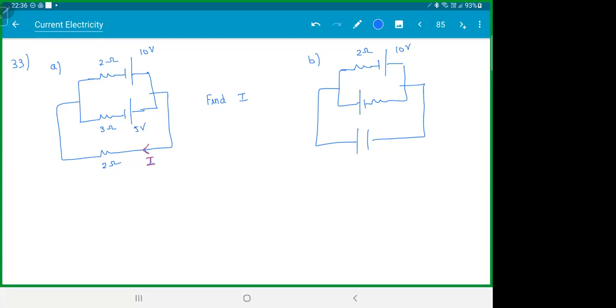10V, 2 ohm, 5V, 3 ohm. This is a 2 microfarad capacitor. Find charge on the capacitor. I can use this as long as I get this thing. I can use it for a capacitor or anything.